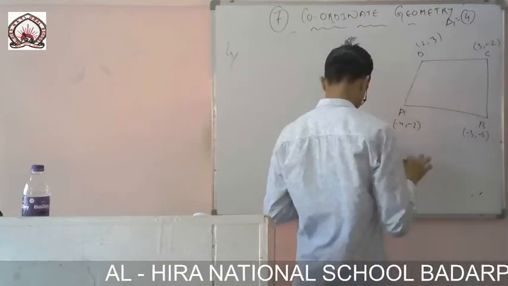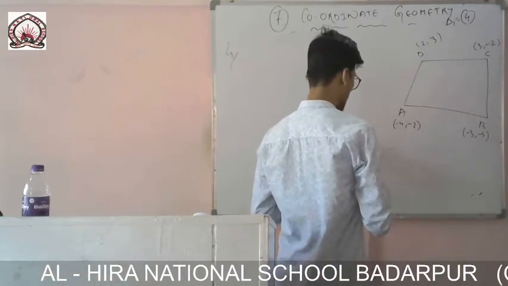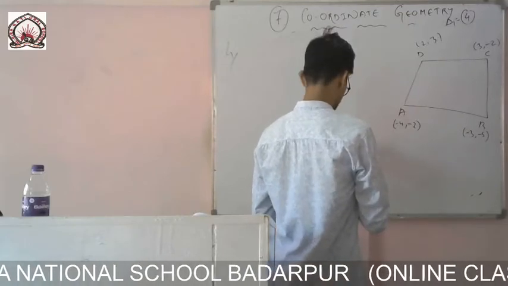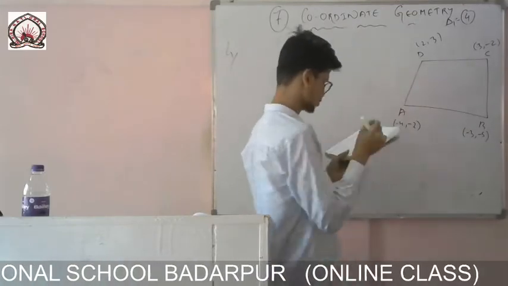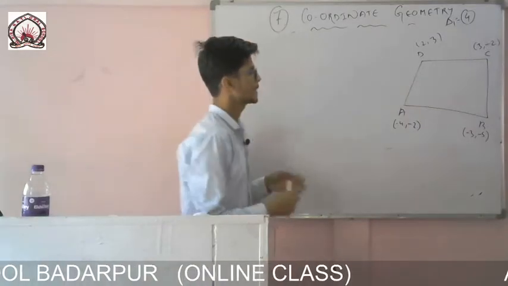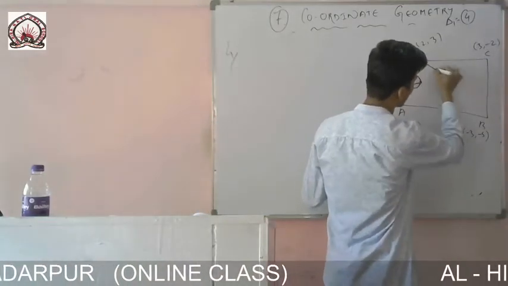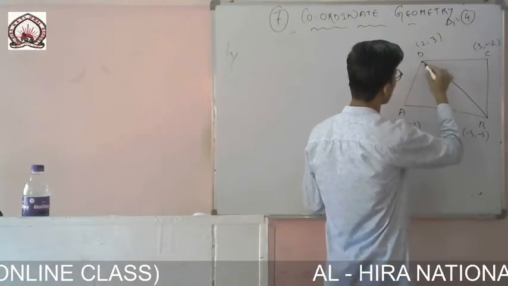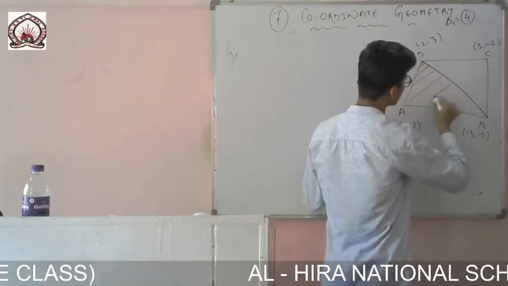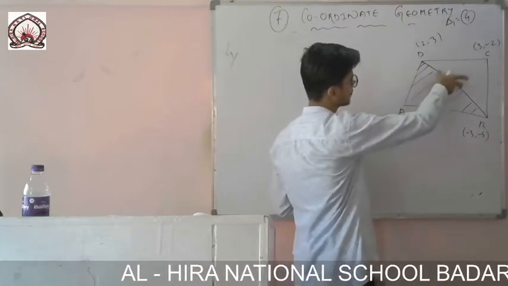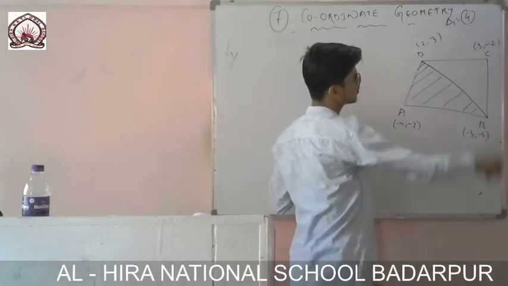Okay, let me check once. A is -4, -2. B is -3, -5. C is 3, -2, and D is 2, 3. Okay. So now you see one thing. If I draw a diagonal BD, then this quadrilateral is divided into two triangles. One I have drawn by shading so that you can see these are two triangles.